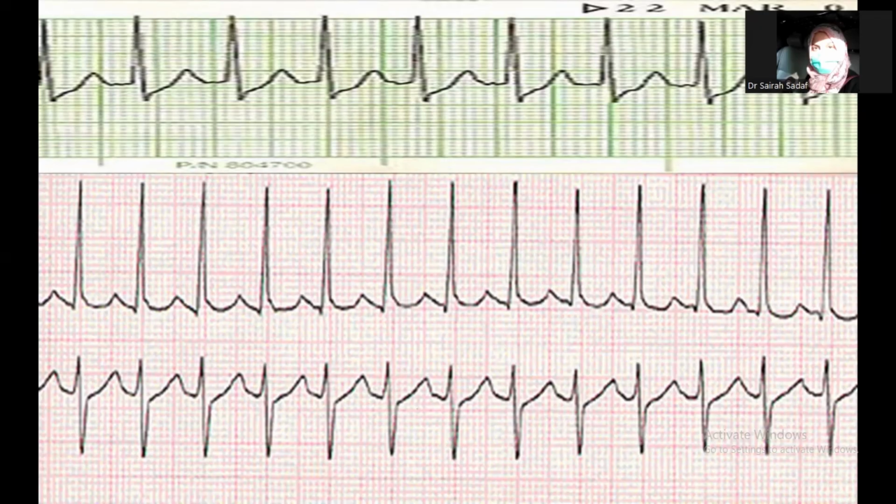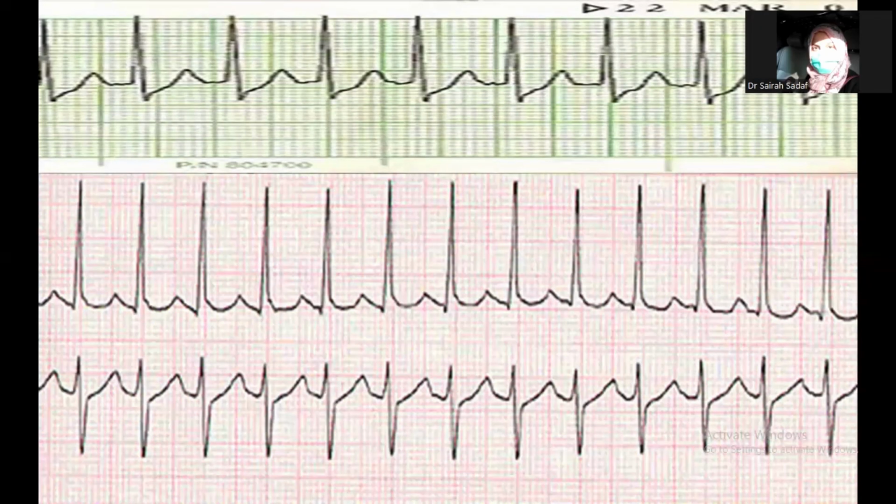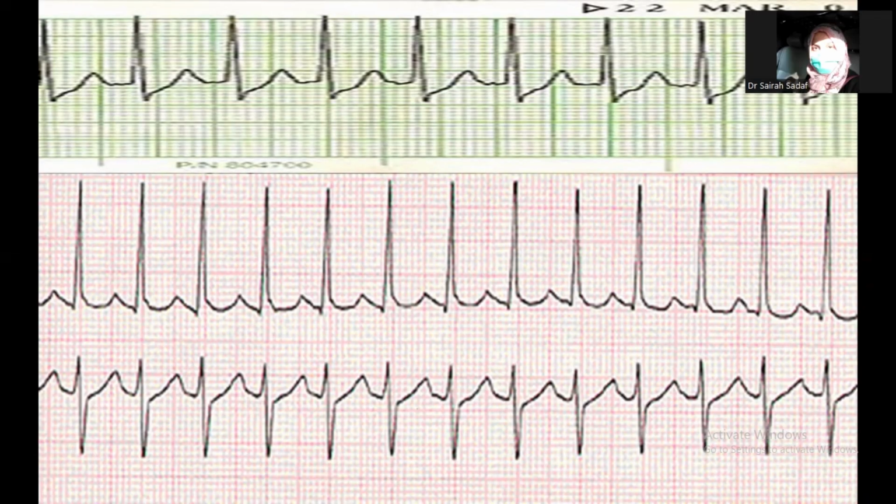Someone asked why you have to look at lead 2. I think Barsha asked, and I want to ask my PGs why you look for arrhythmias and take the rhythm strip of lead 2. Because the axis of lead 2 is sharing the same axis as that of the heart, the same direction as the cardiac impulse. That is a better way to interpret it.